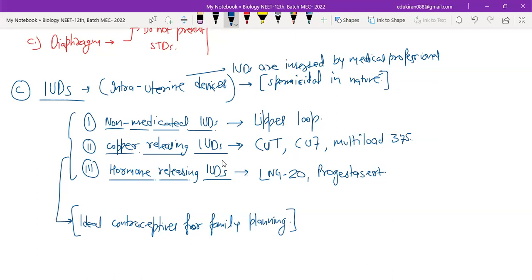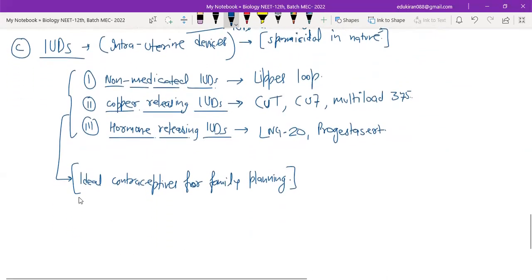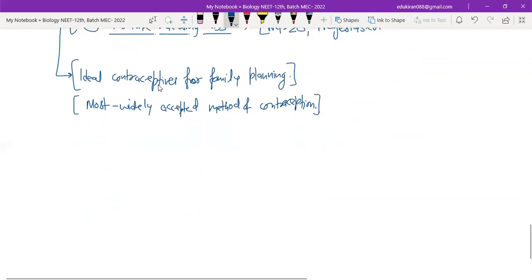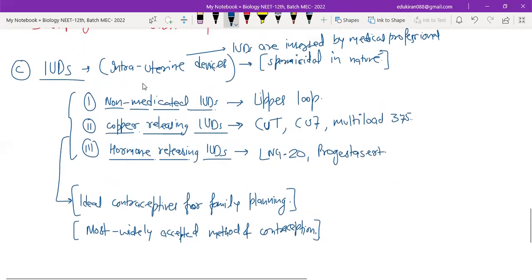IUDs are clear. It is also the most widely accepted method of contraception. Okay, by females. IUDs can only work for females. It is clear, right? Intrauterine.